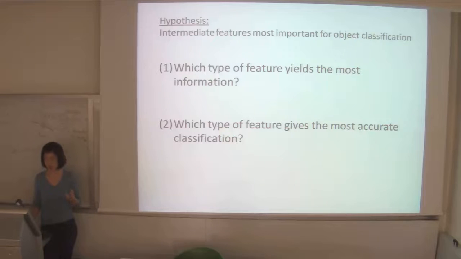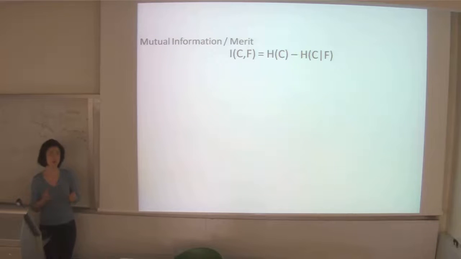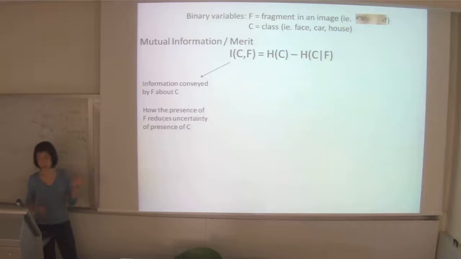So they ask two questions. One is which type of feature yields the most information, and the other is which type of feature gives the most accurate classification. So for the first question, it turns out there's a mutual information or merit formula that's well established in computer science, which looks at two binary variables, one being the fragment of an image, S, and the other, C, being whether or not it is in a face. And the mutual information is the information conveyed by S about C. So if we see the fragment S in this image, how does that affect our certainty of whether or not this image is a face or not a face?